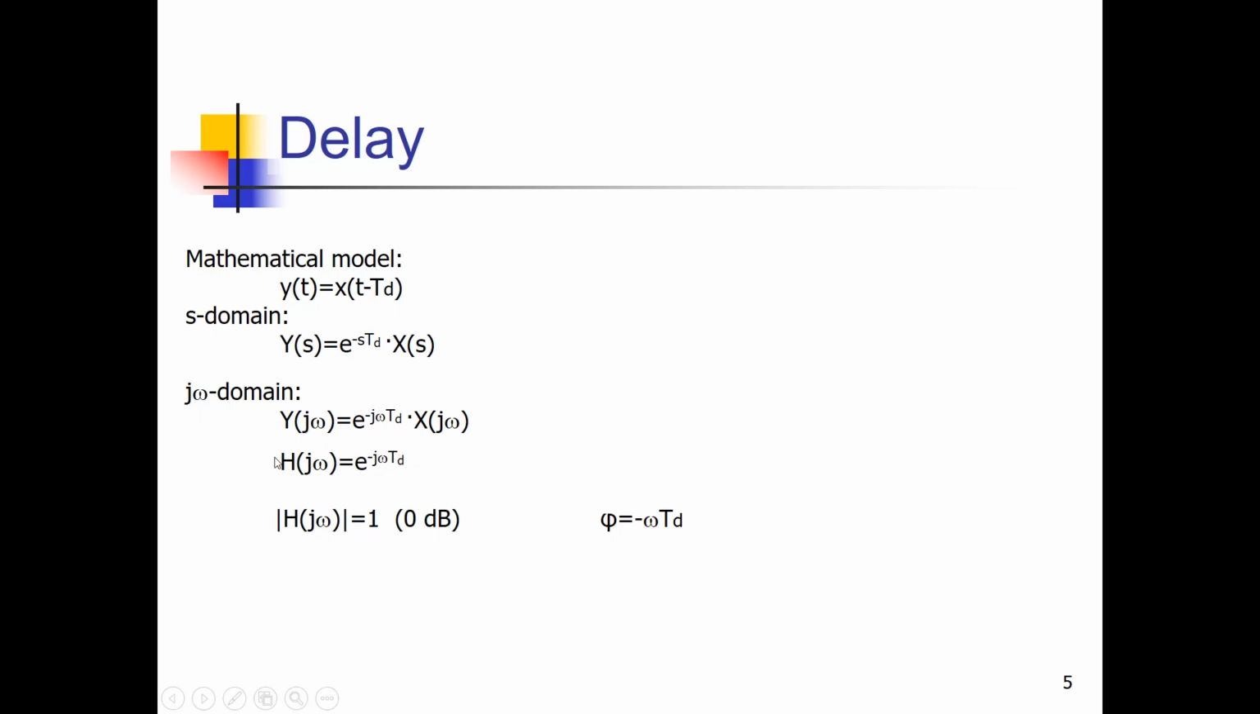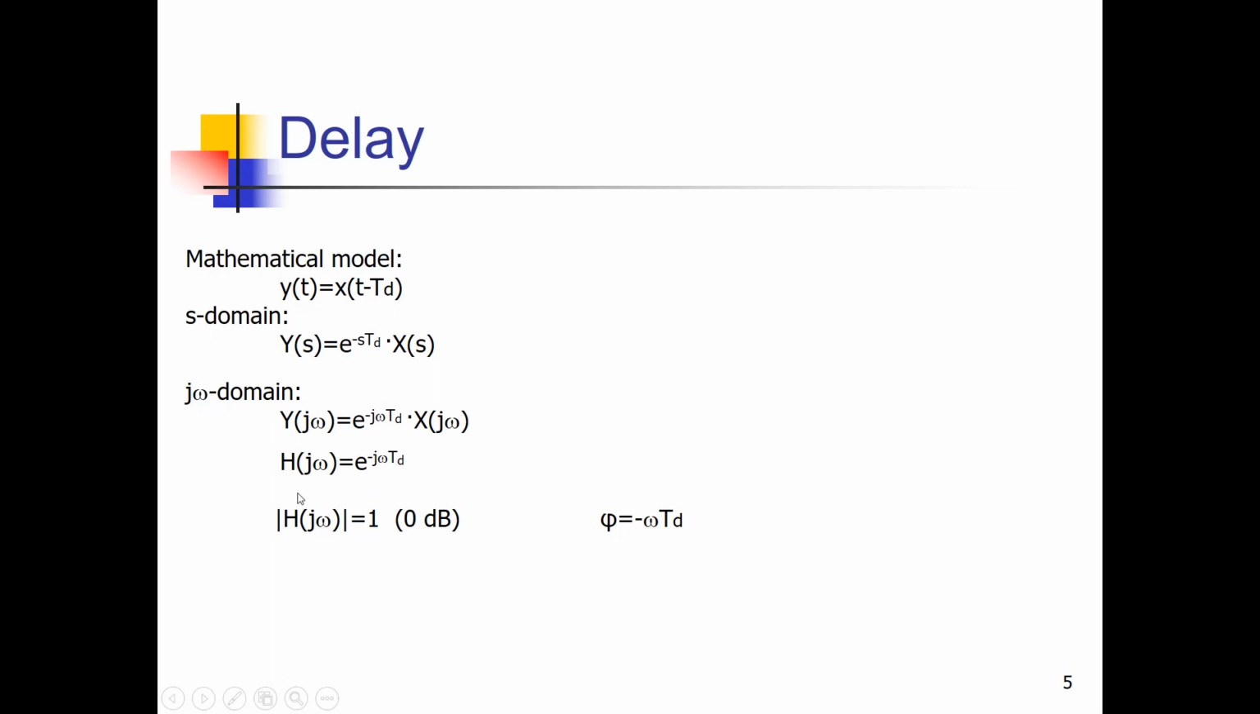Well, how can we transform this into an amplitude and a phase? Well, this is the Euler expression of a complex number. And in that Euler expression, the amplitude is always the factor in front of the e, which is 1 in this case, and the phase is everything in the exponent except for the j. So it's minus omega times Td.